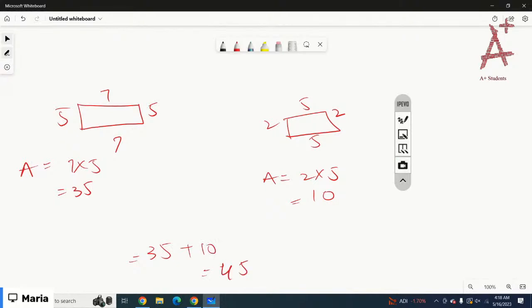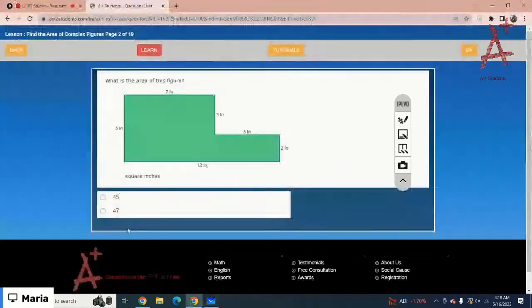Got it? Okay, it would be 45. The correct option is 45.